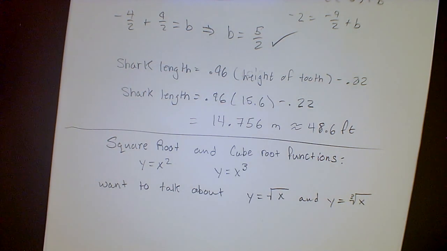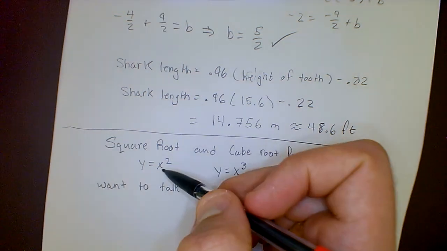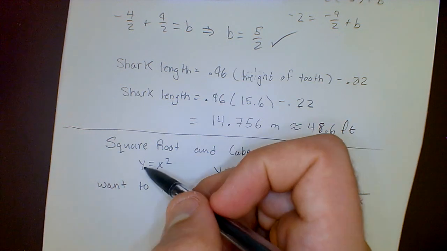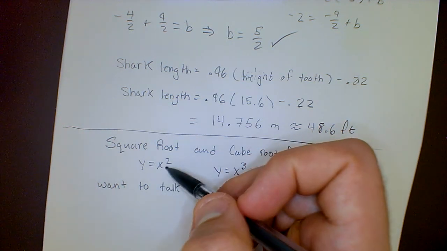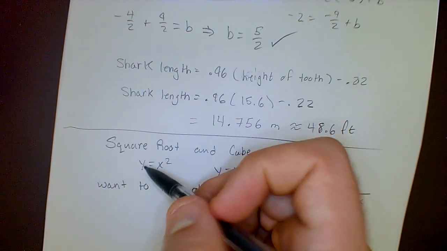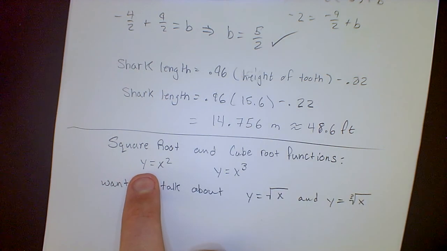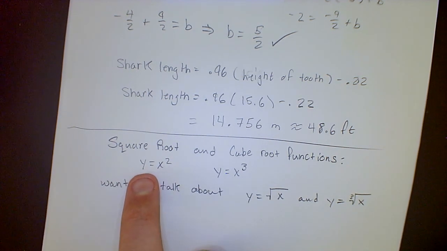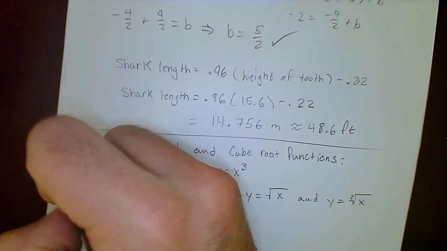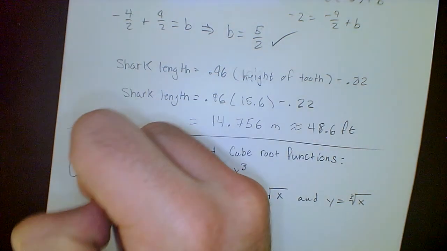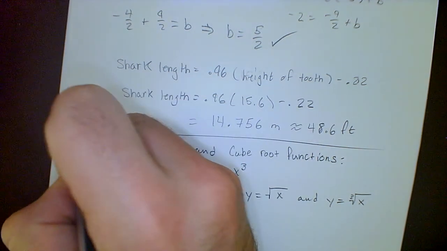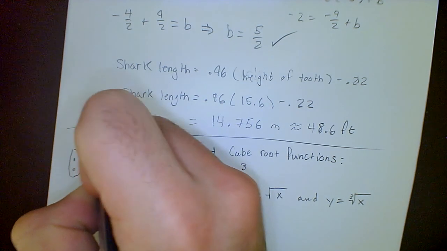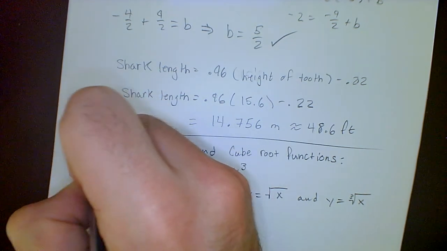For example, if you have an even power, take a look at y equals x squared. If I put in 2 here, 2 squared is 4. And if I put in negative 2 here, negative 2 squared is 4. Remember, for functions, it's okay to have two separate x values go to one y value, right? So 2 and negative 2 mapping to 4 is okay.